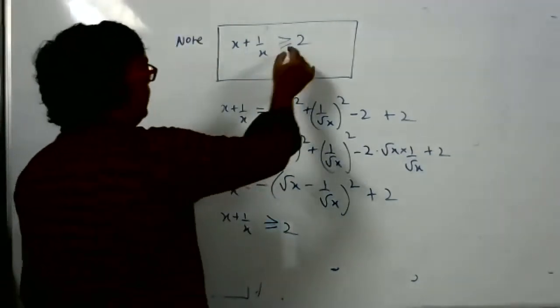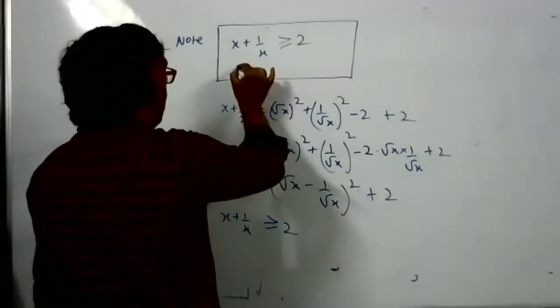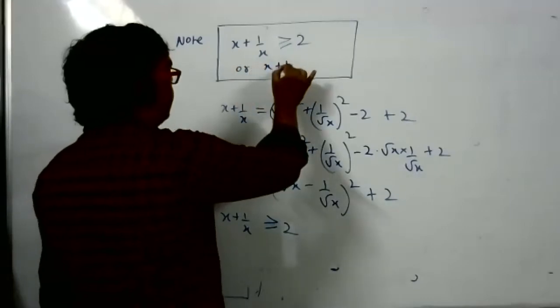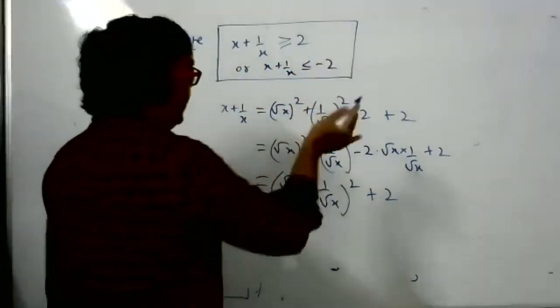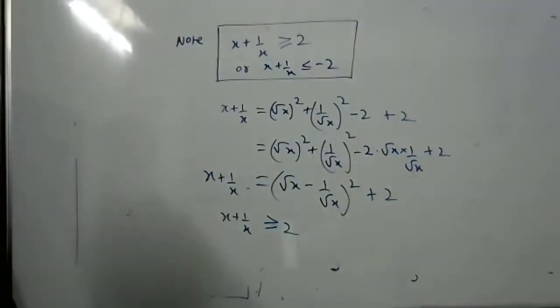So x plus 1 by x is more than 2, or x plus 1 by x is less than or equal to minus 2. It will be less than minus 2 or more than 2. In between, we don't want. From minus 2 to 2 it will not come. If you take negative also, it will come less than minus 2 only. I think that is the correct statement.